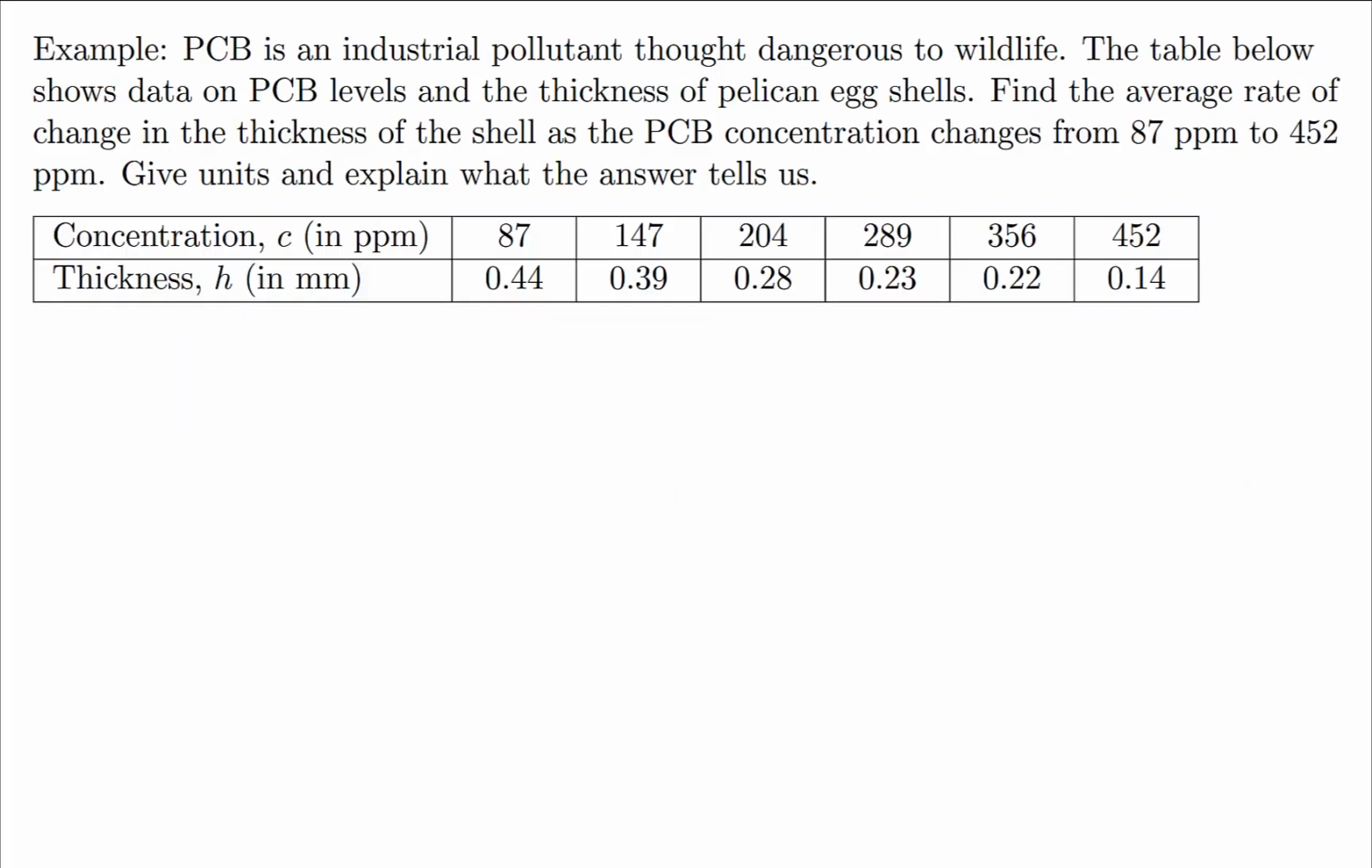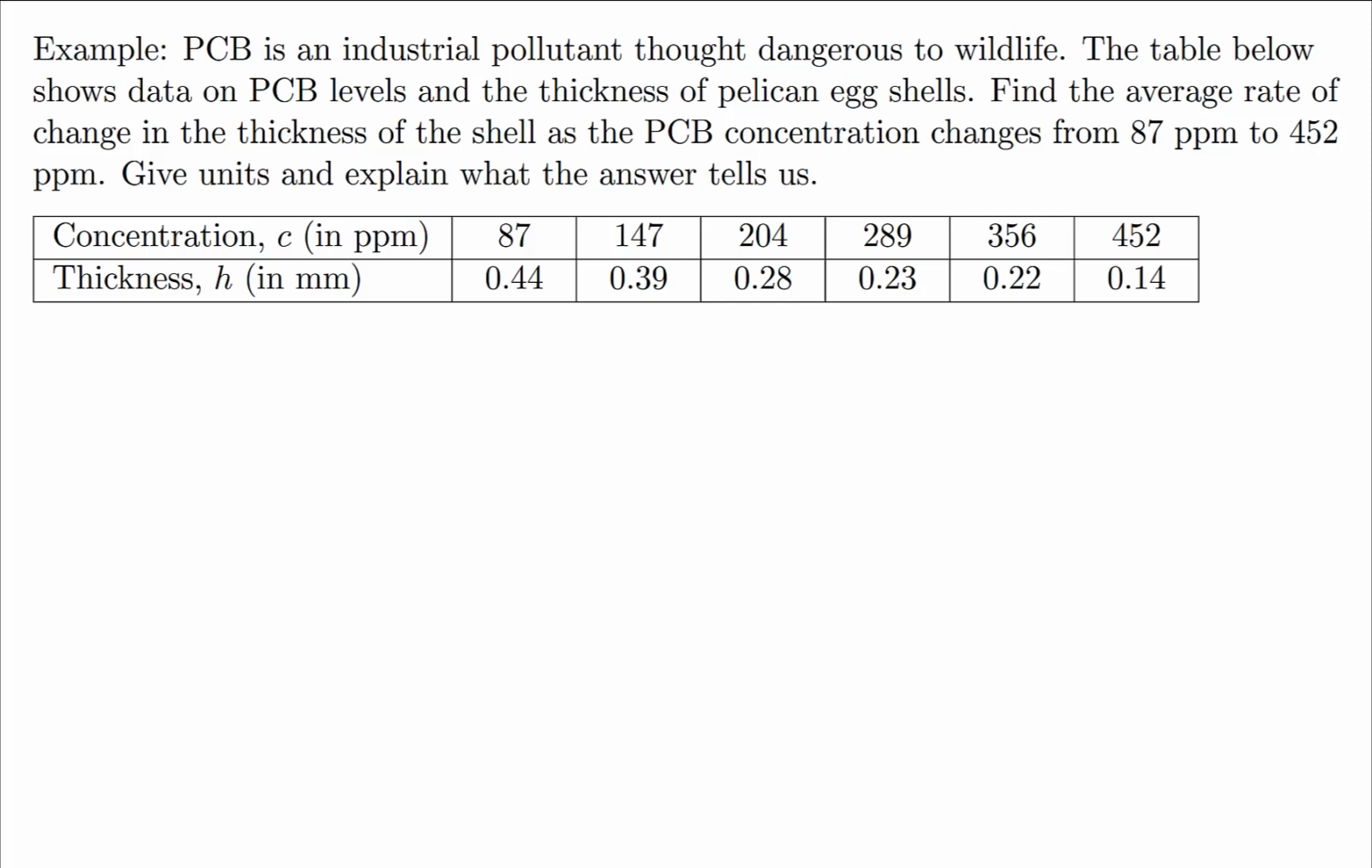For the next example, we have a table for the data, whereas we had a graph for the previous one. We're looking at the industrial pollutant PCB, and the data in the table shows how the thickness of pelican eggshells is related to the concentration of PCB in parts per million. That's what this ppm stands for.